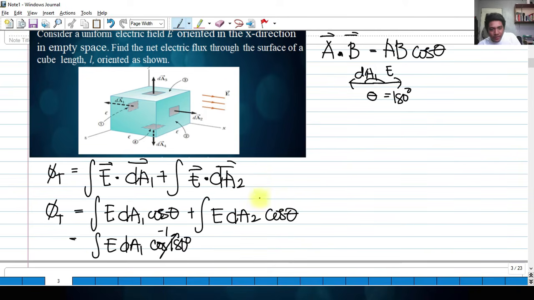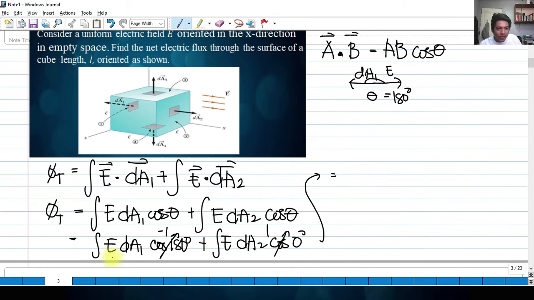I'm correct. Plus the integral of E dA sub 2 cosine of the angle between the normal vector dA sub 2 and the electric field. As you can see from the figure, this is our dA sub 2, this is our electric field. They are parallel, so the angle should be 0, and cosine 0 is 1. So simplifying our solution here.